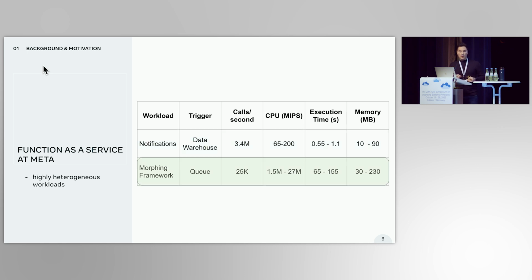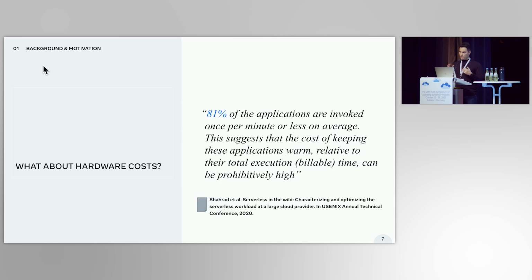On the other hand, we have platforms like the Morphing framework, which might run for minutes and consume orders of magnitude more CPU cycles than ordinary functions. This is a platform which programmatically generates ephemeral functions which execute different data transformations on data stores. And any function as a service should be responsible for being ready to execute any of those functions, any of those workloads.